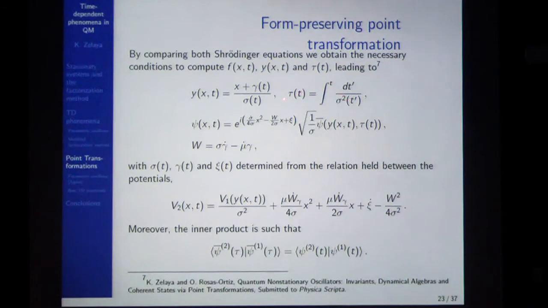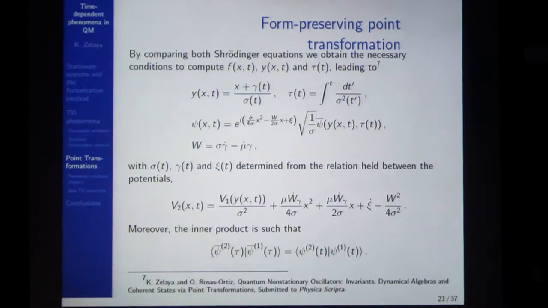The time is related by this, and the wave functions are given by this. Notice that the new solutions are basically the former ones, reparameterized by these y and tau functions, but we also had to add this function which depends on time and these local phases. These local phases are important because they depend on x and also on t. So this is y, and the new potential just takes this form.